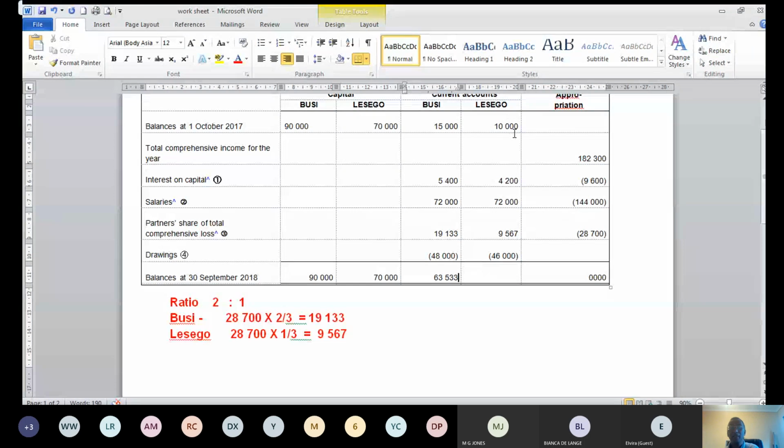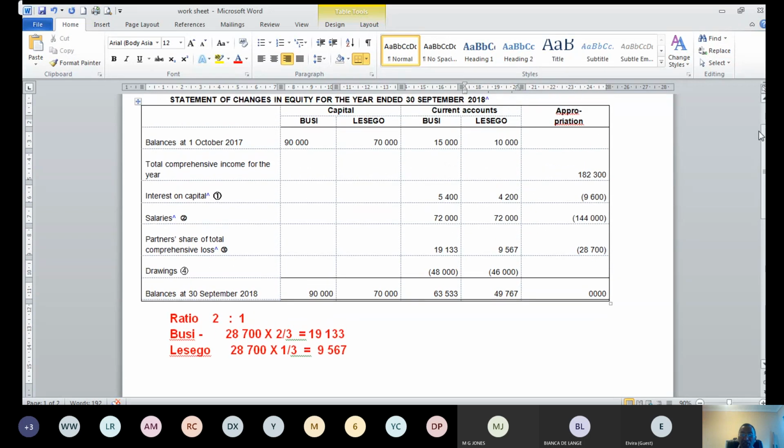And we add up the current account of Lesego, 10,000 plus the 4,200 plus the 72,000 plus the 9,567 of his share of the profit minus the 46,000 will give you an amount of 49,767. And that will conclude our statement of changes in equity.